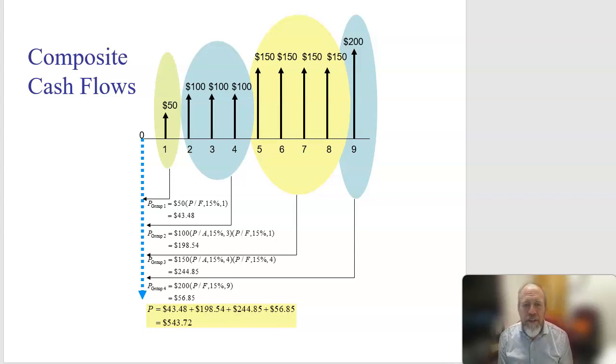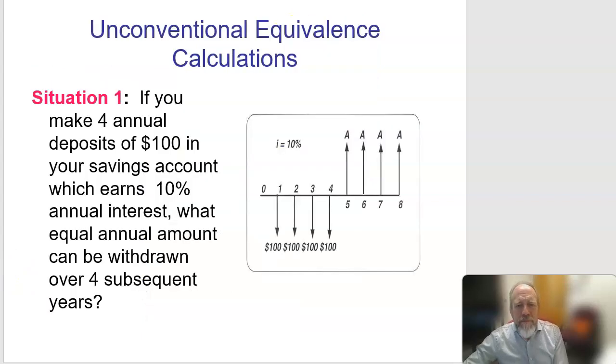Pretty straightforward. The first one here is just the basic interest equation to get the present value. Then you can use the annuity equation, the series equation, to get these three, and then these four, and then this one with the interest equation, and you simply add them all together. Not too hard. Again, equivalence. It's that simple.